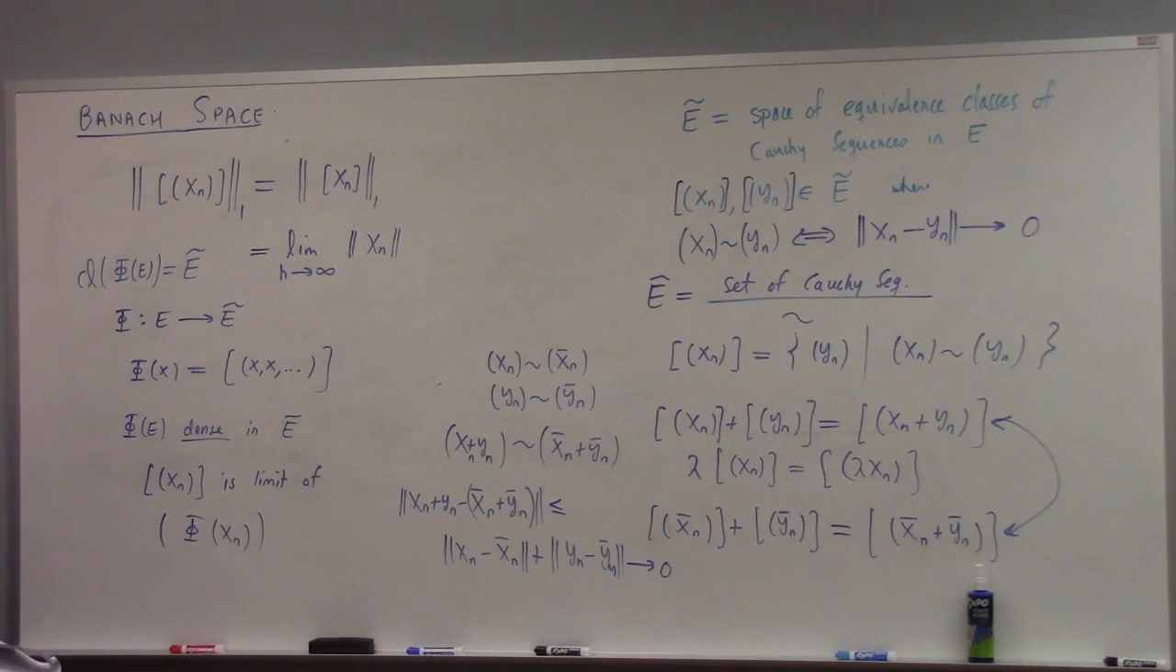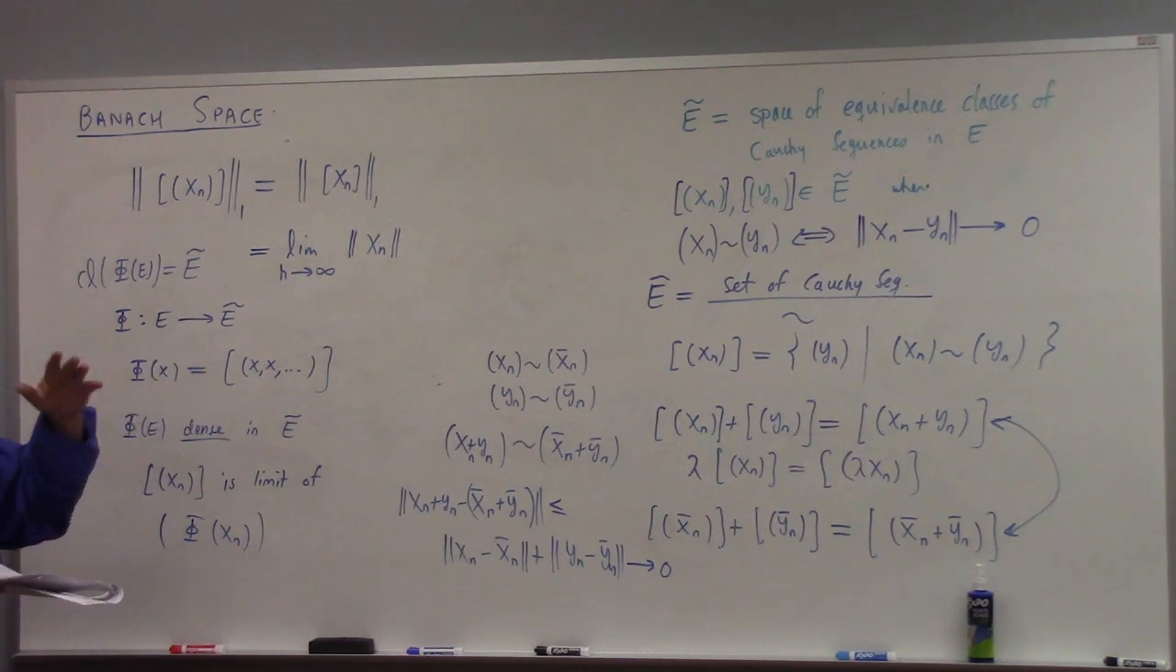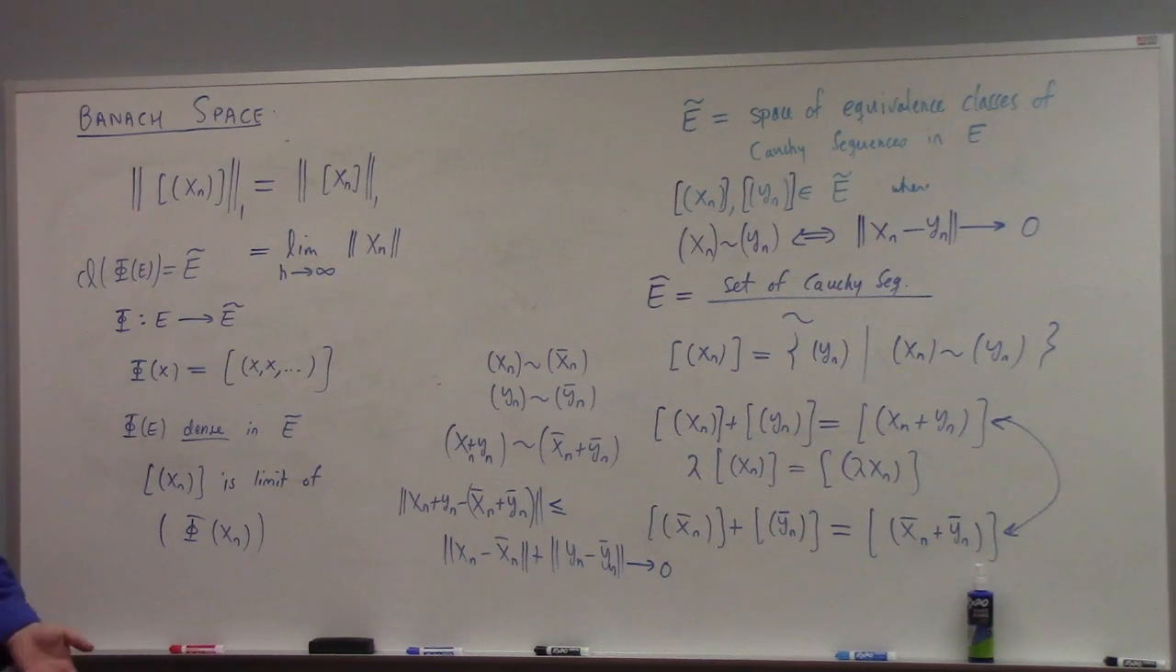And that's kind of neat. What is perhaps more interesting is that if your space has different norms, it's not guaranteed that the completion with respect to one norm is going to be the same as the completion with respect to the other norm. I mean, they're not going to be the same set, but more than that, they're not going to be the same in terms of their mathematical structure.